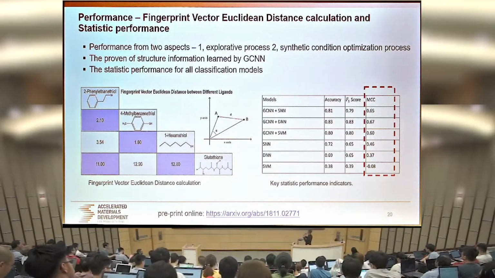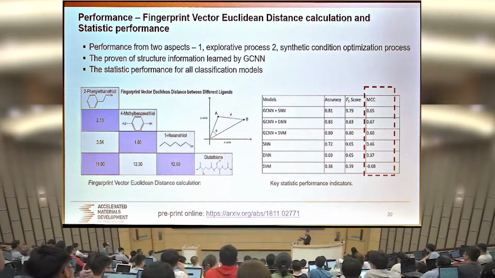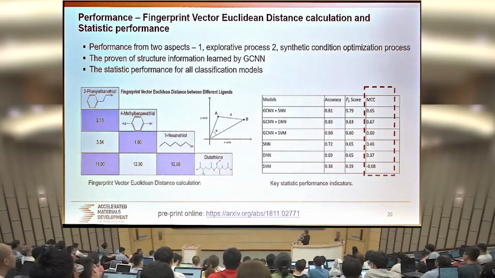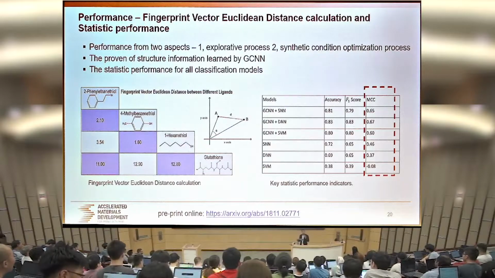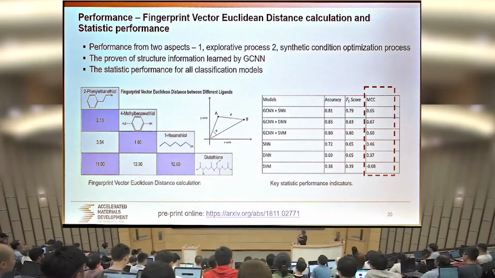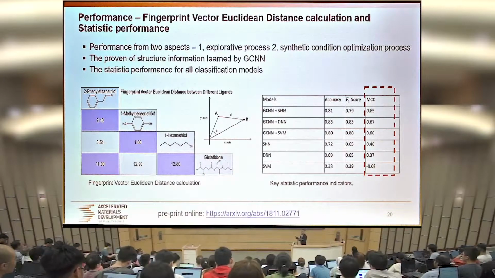And we have found that, as you can notice, as long as we stack the GCNN with the classification model, you can get quite good MCC number out. However, this is due to the heterogeneous nature of our data set. Our data set is mainly composed of different key reaction component combinations. And to do well on the data set, to gain good MCC, we need to perform well in the explorative process. However, it is not enough to show the ability of our model to do the synthetic condition optimization process.